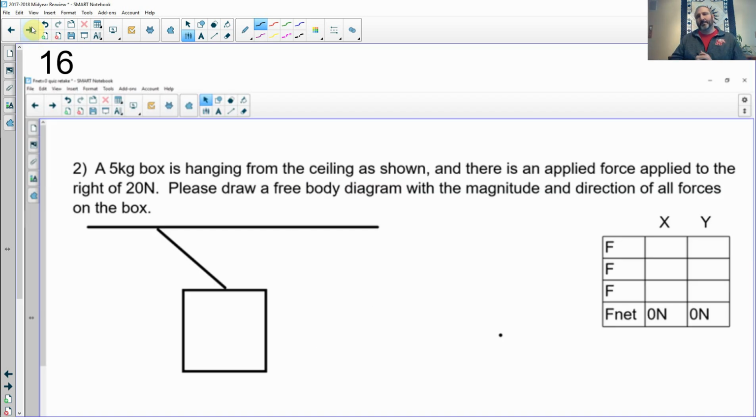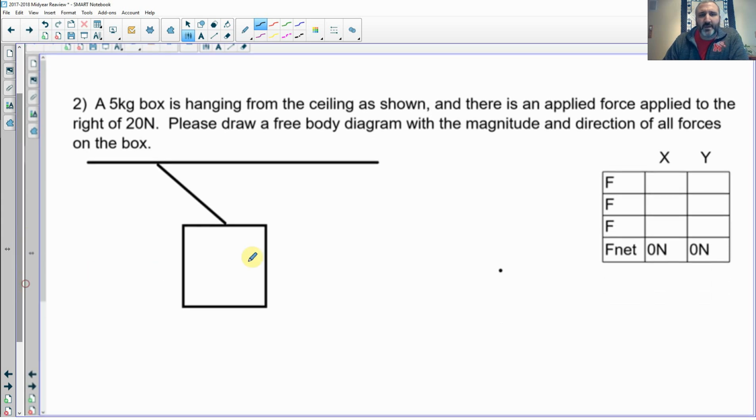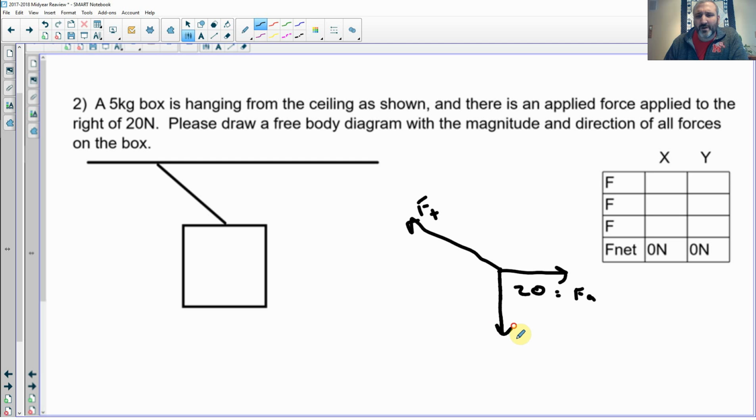Number 16. A 5 kg box is hanging from the ceiling as shown. There is a force applied to the right of 20 newtons. Please draw a free body diagram with magnitude and direction of all the forces. So we have a 20 newton force to the right. We have this tension going that way, which I don't know, but that is F_T. And there should be gravity.